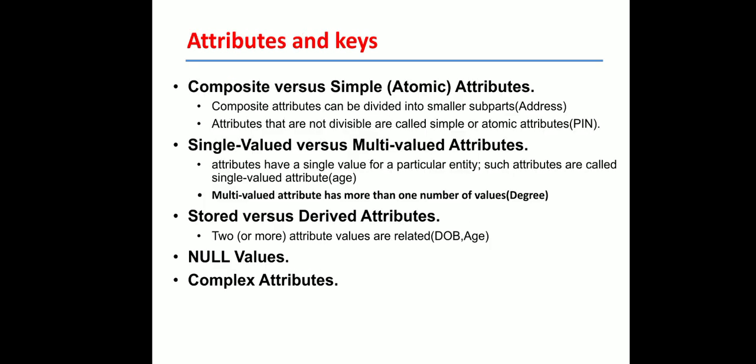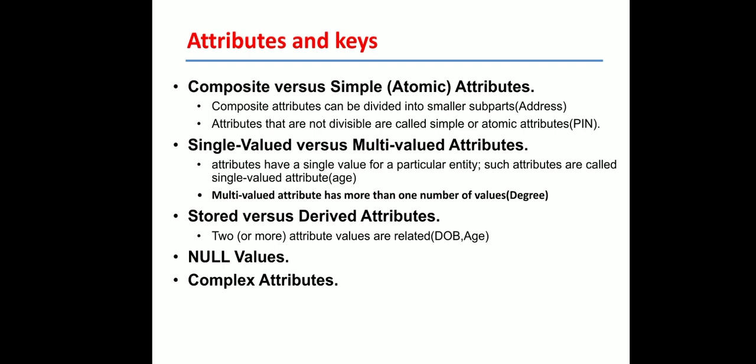Next is attributes and keys. We have different types of attributes, which is also important. Composite versus simple, and simple attributes are also called atomic attributes. Single valued versus multi-valued attribute. Stored versus derived attribute. Null values and complex attribute. First we'll see composite versus simple or atomic attributes.